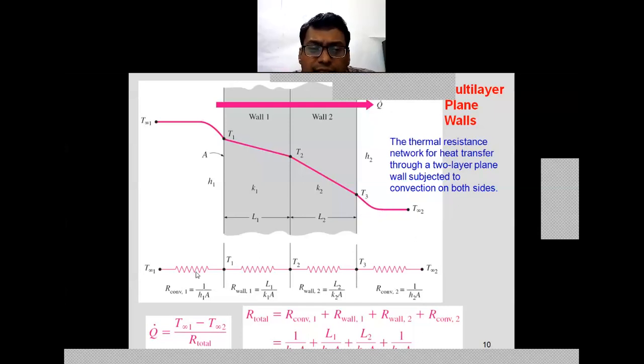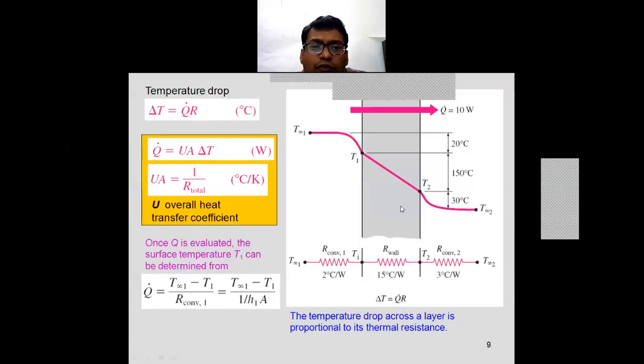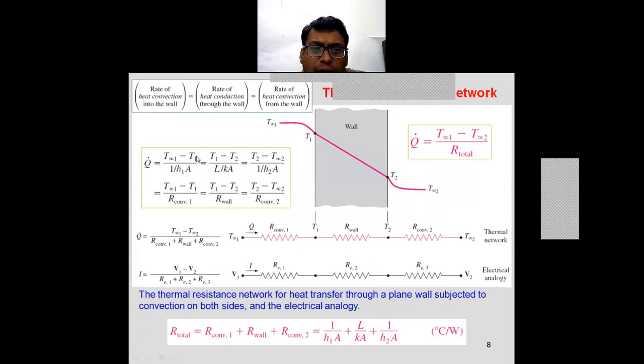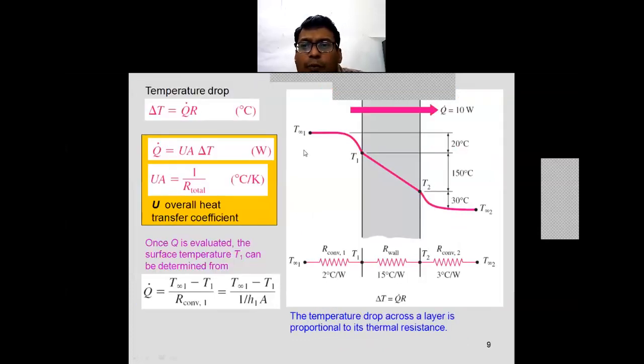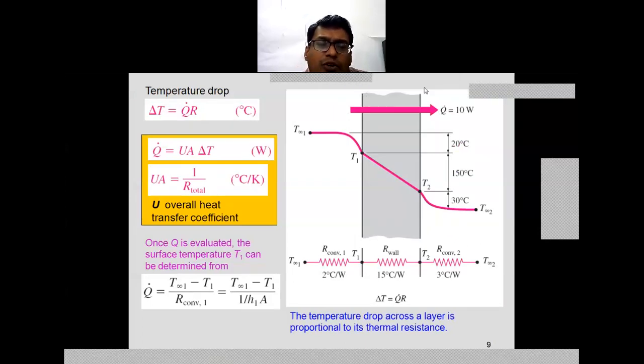So all these resistances can be accounted, and the overall resistance, R total, is equal to R convective 1 plus R wall 1 plus R wall 2 plus R convection 2, and that will give the total T infinity 1 minus T infinity 2. That is, the total temperature difference has to be accounted when we account the total resistances. And for the individual, we calculate Q equal to T infinity 1 minus T1 upon 1 upon H1A. This is for the individual temperature difference and individual resistance. This is for the overall temperature difference and the overall resistances. When we talk of overall resistances, we have the overall heat transfer coefficient, which incorporates the resistances because of conduction and convection.